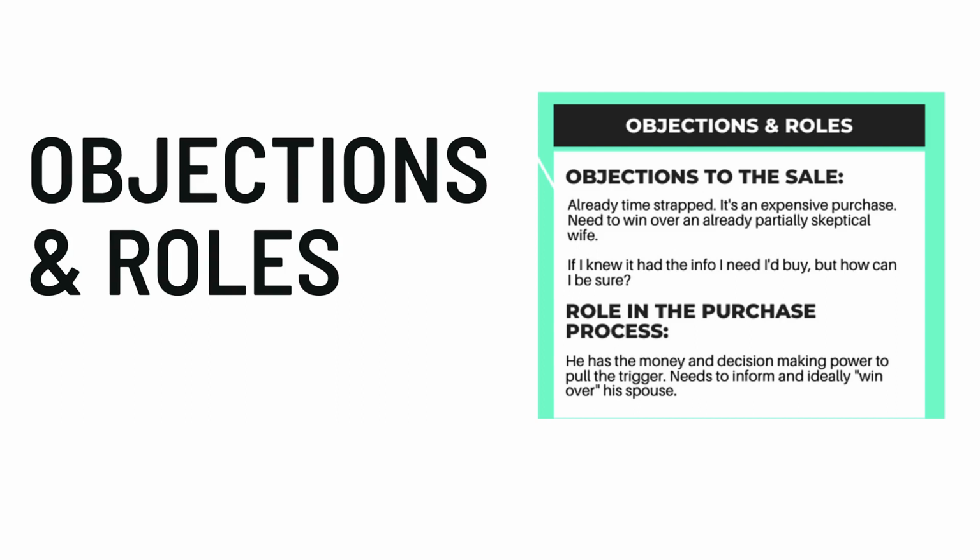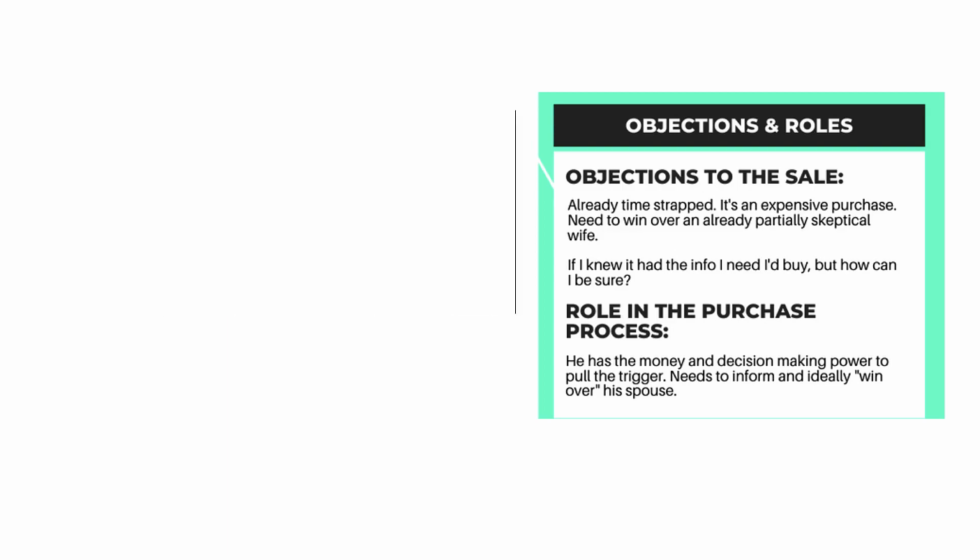But Michael, if he knew he had the information he needed, he'd buy. But how can he be sure? So that's kind of wrestling with him. And then his role in the purchase process is that he has the money and decision-making power, so he can pull the trigger on his own, but he does need to inform and ideally win over his spouse so he's got that happy wife, happy life scenario.